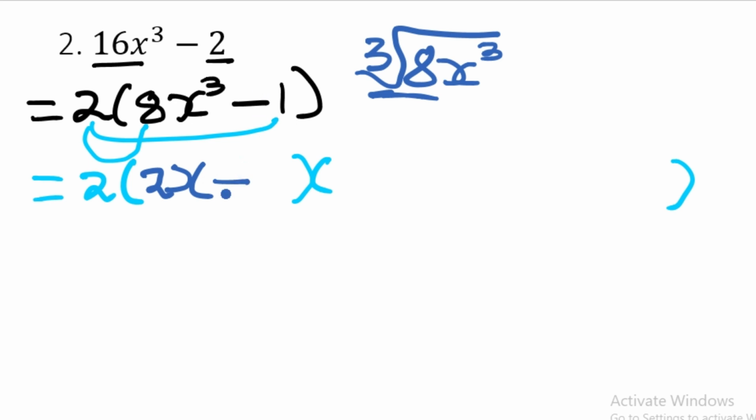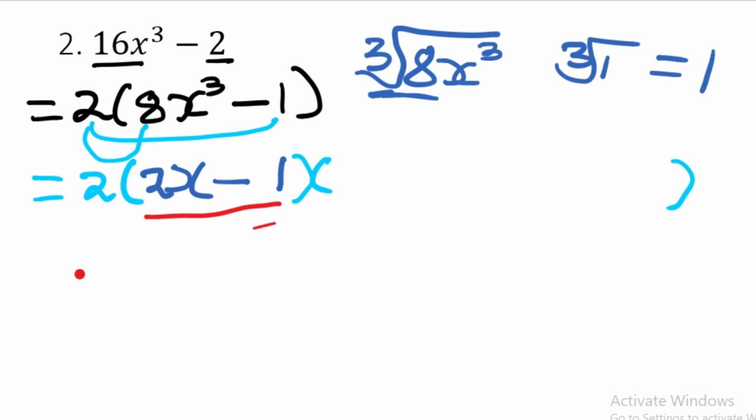Now we have this sign: you take it as it is. If it's positive, you write positive. If it's negative, you write negative. Good. Now the cube root of 1 gives you 1, so we will have 1 there. Now we are done with the binomial. What we have to do now is move on to the trinomial.